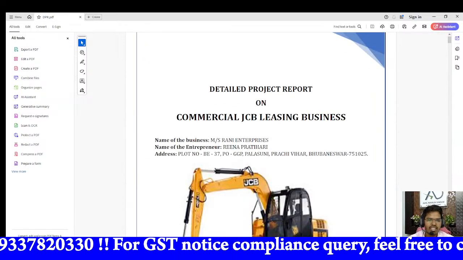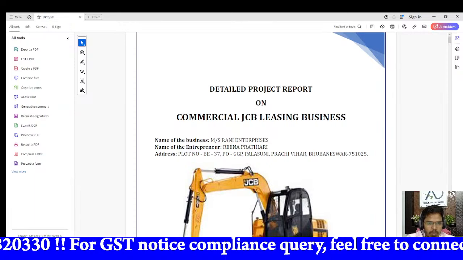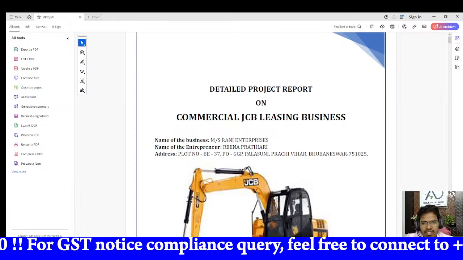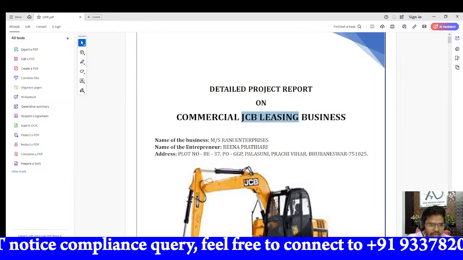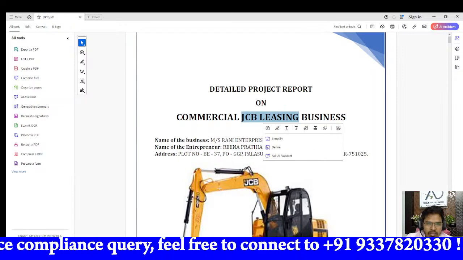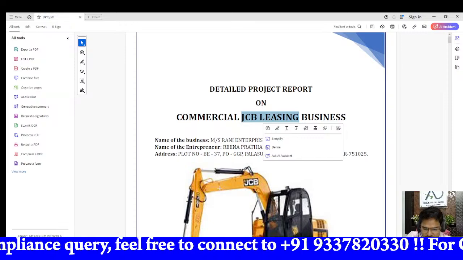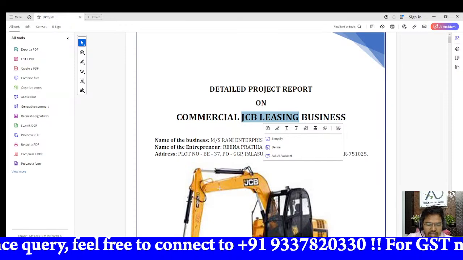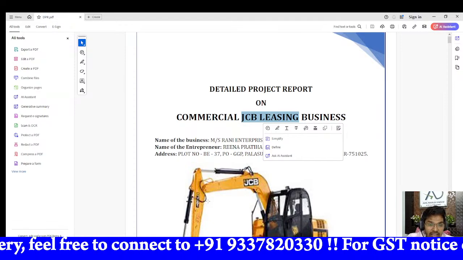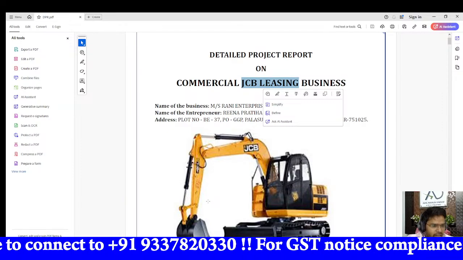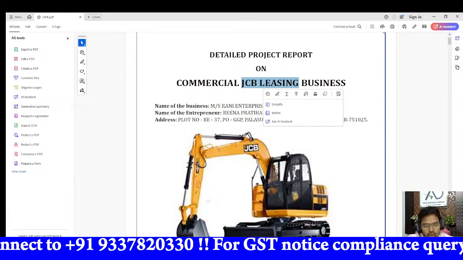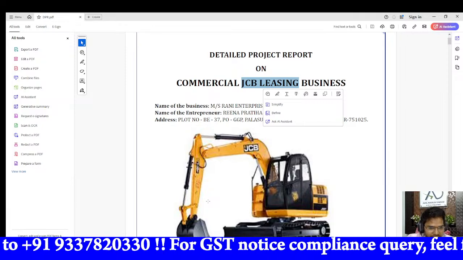Here, this is the dummy project report that I have prepared for my client. This is the project report regarding the JCB loan. That means the client requested me to prepare a project report regarding the JCB. He is interested in the JCB, and he has to give it on rent and generate the revenue. On this basis, he has to take a loan from the bank.